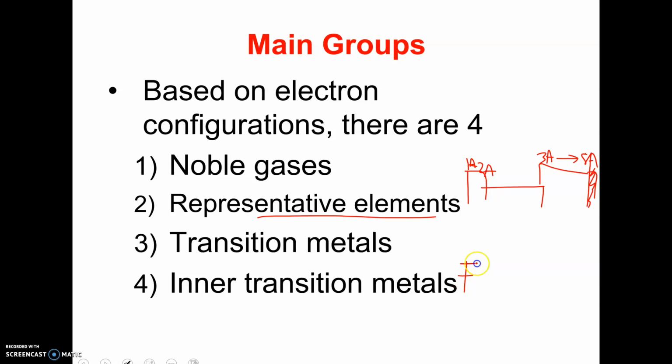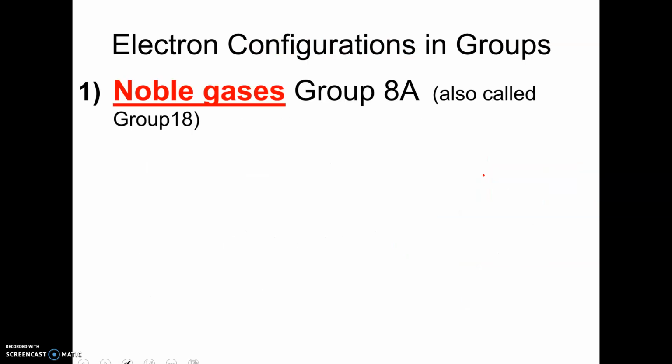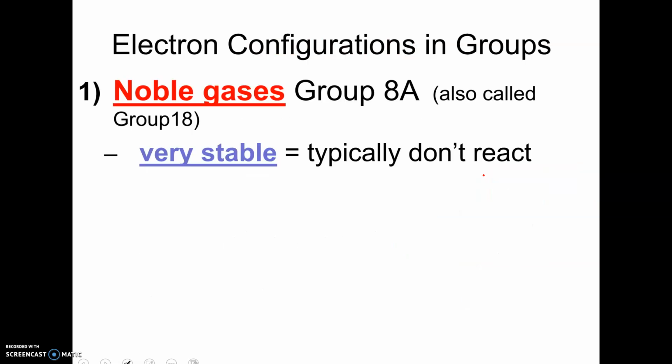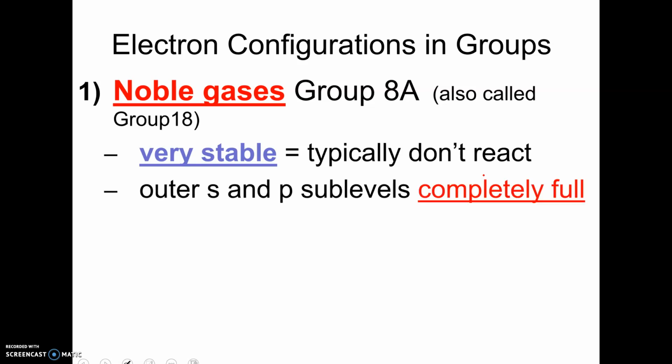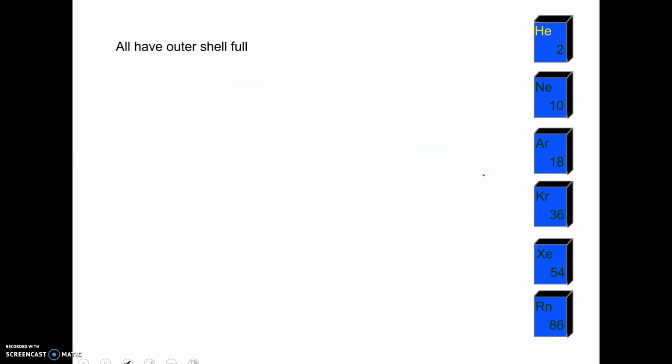So the transition metals and then inner transition metals. This is basically your F block. This is your D block. Noble gases are the far right, and then the representative elements are basically everything in S and P, not including the noble gases. So it's a little tricky. So noble gases, that's your 8A. What do they all have in common? Very stable, unreactive. They all have a completely full outer shell. So for helium, that's just 1s2. For every other one, it's s2p6, completely filled, 8 valence electrons.